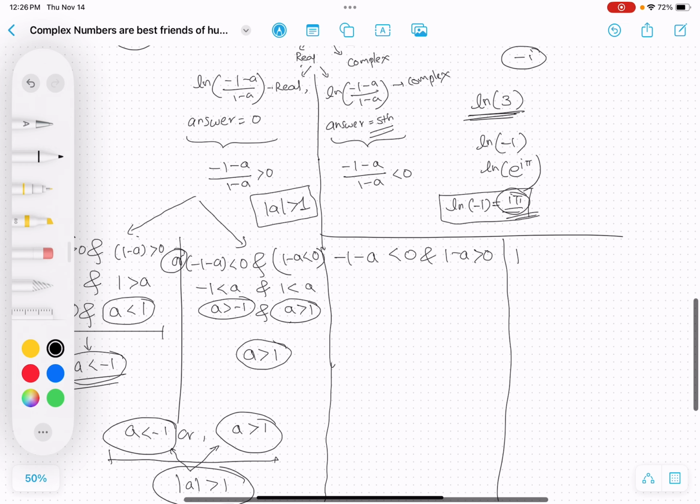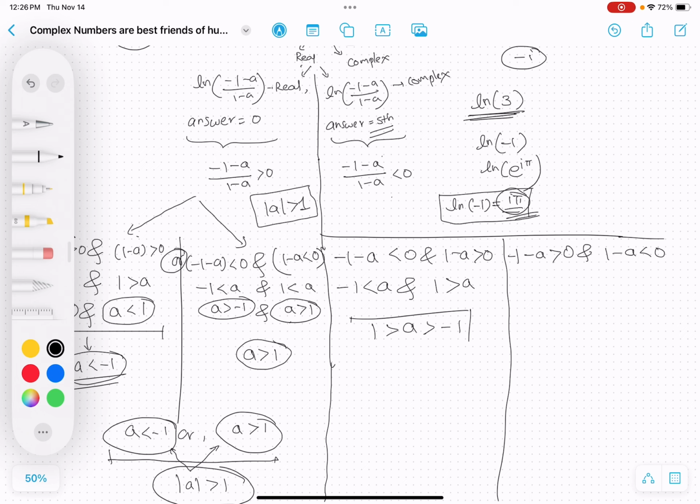Or the numerator has to be positive and the denominator has to be negative. So if this is positive and negative, again that's a negative number. If it's negative and positive, again that's a negative number, right? Just different signs should be there in the numerator and denominator. Now if we solve this, it says that a should be greater than -1 and a should be less than 1. So this is the solution that the first case gives us, right?